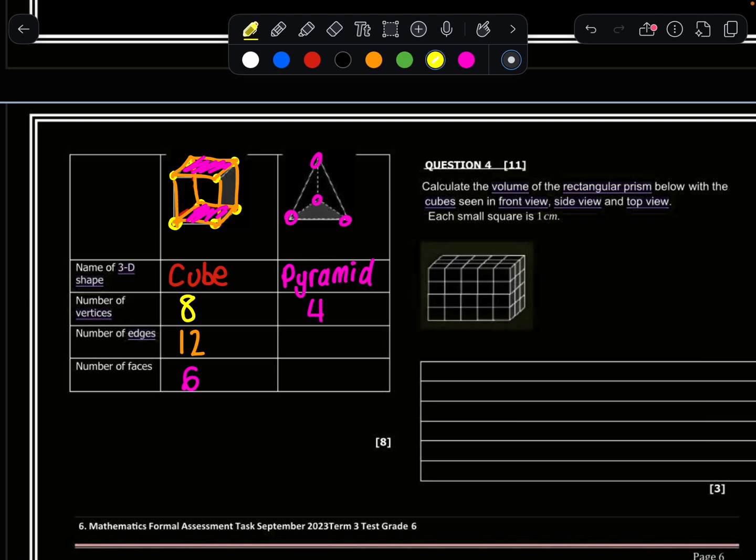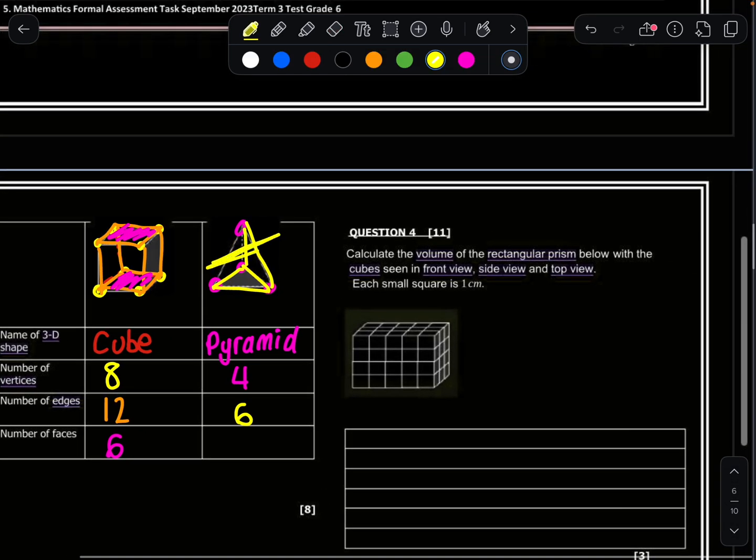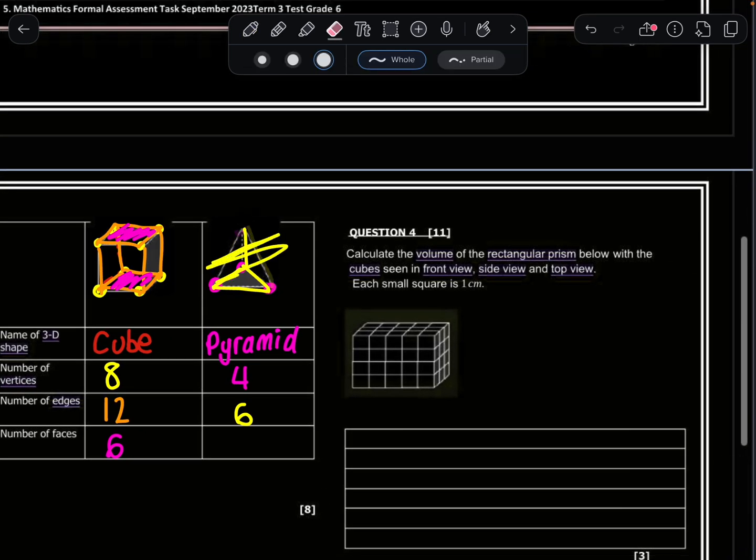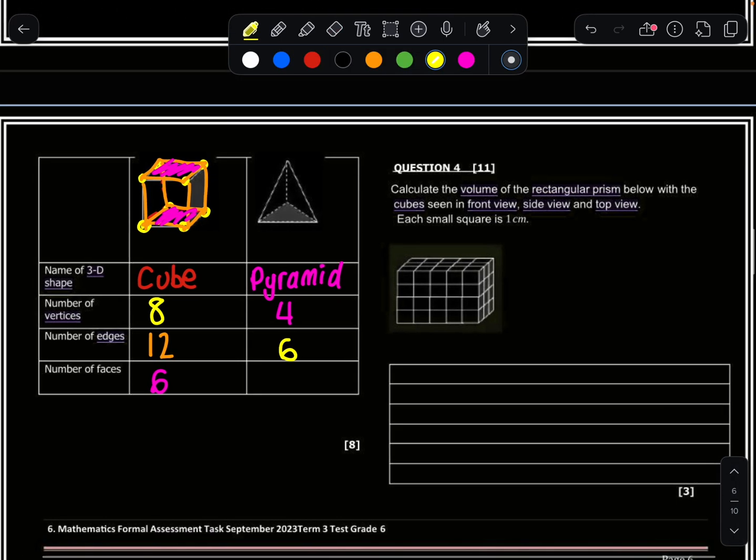How many edges does it have? 1, 2, 3, 4, 5, 6. And then how many faces does it have? So it's got that bottom one, 1, that back one, 2, this one, 3, and then a front one, 4.